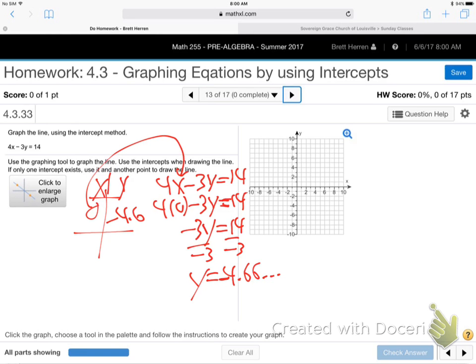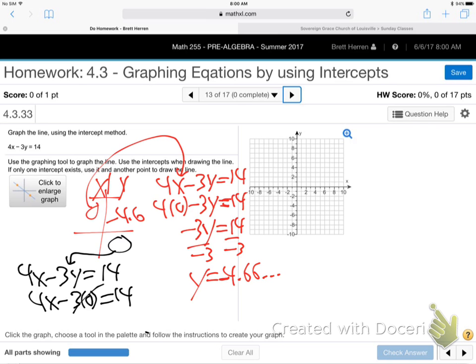Okay, and now let me do the other one. Put in 0 for y. Take the same equation. 4x minus 3y is 14. The 0 goes in for y. So 4x minus 3 times 0 is 14. Gonzo. 4x is 14. Divide by 4, x is 3.5. Bring that back, 3.5. So there's my two spots.